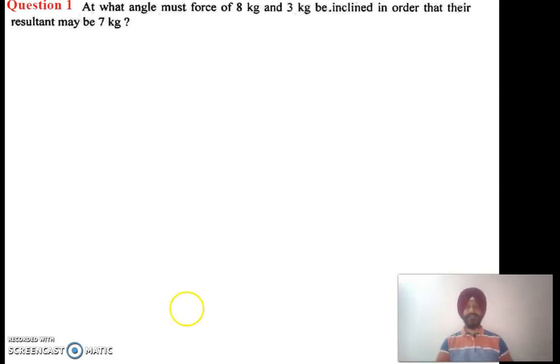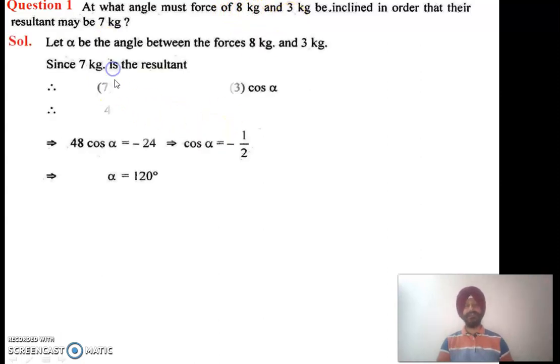So first question is, at what angle must forces of 8 kg and 3 kg be inclined in order that their resultant may be 7 kg? We want to find the angle. So the first 4-5 questions are ones where we want to find angles only. One force is 8 and other force is 3 kg, and the resultant is 7 kg. So let alpha be the angle between the 8 and 3 kg forces, and 7 is the resultant.